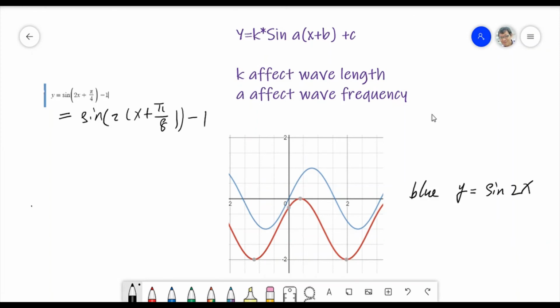Okay, since we already know this, let's go see the examples. The example is here: y equals sine of the brace 2x plus pi over 4 brace, minus 1. First I draw out the common factor of 2 here. 2 is the coefficient of x, and it becomes x plus pi over 8 in the brace, and then minus 1. Here, since the coefficient of x is 2, what does that mean? The coefficient 2 of x affects what?